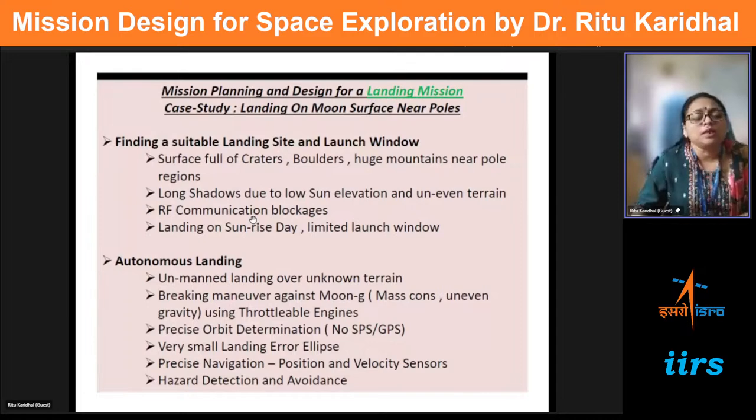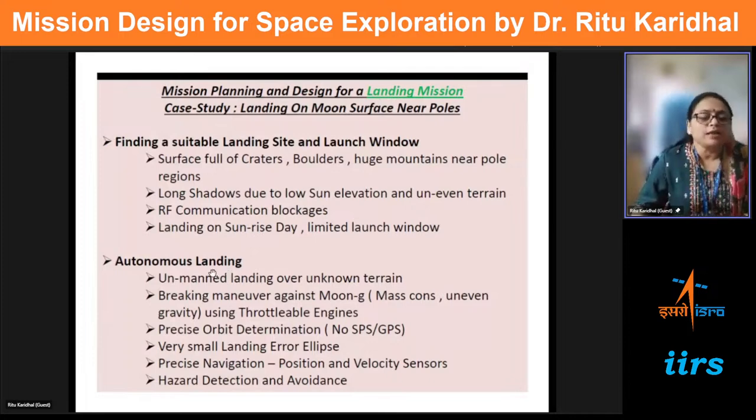Similarly, for communication, we should have a direct line to Earth. We should not get blocked by any hill or boulder or any such thing, so we should have complete communication. And then, as I told, we have to land where the sun is rising. We should have solar energy to survive at that time, so the launch window gets limited. This is much more challenging than an orbiter mission.